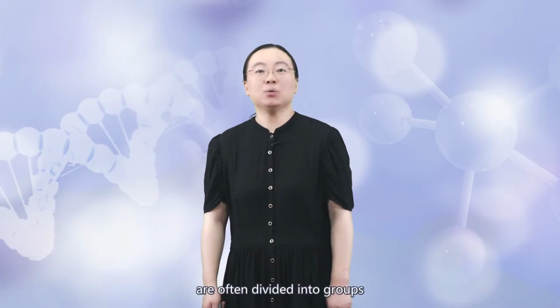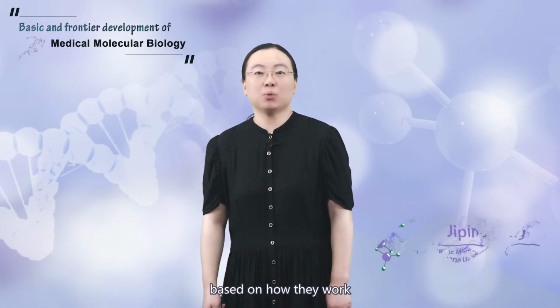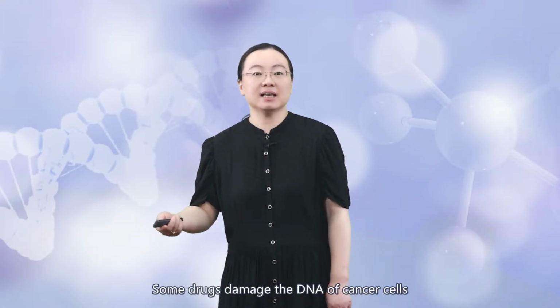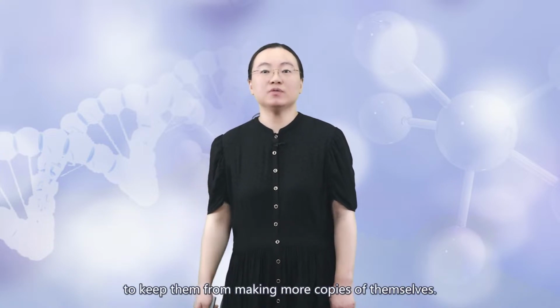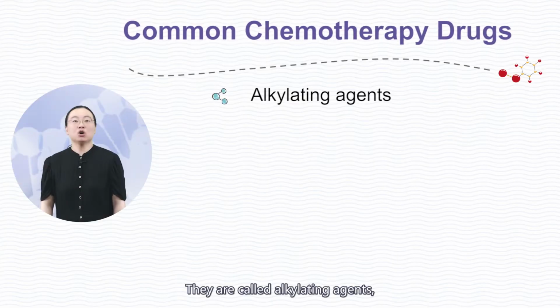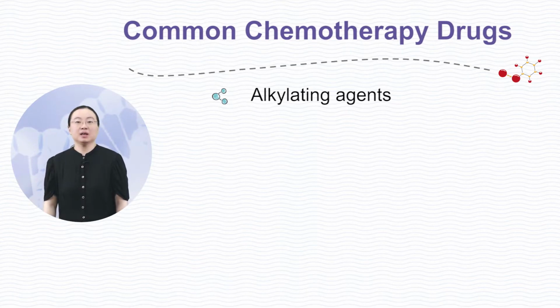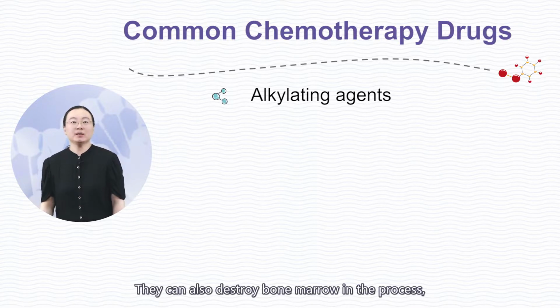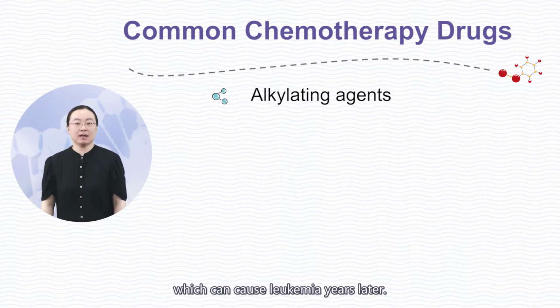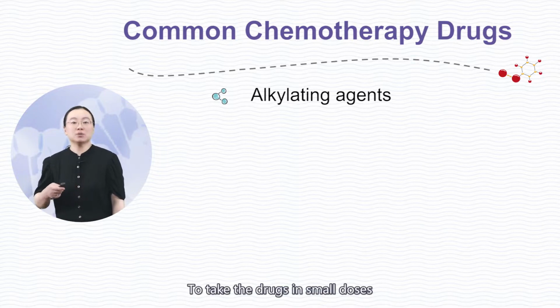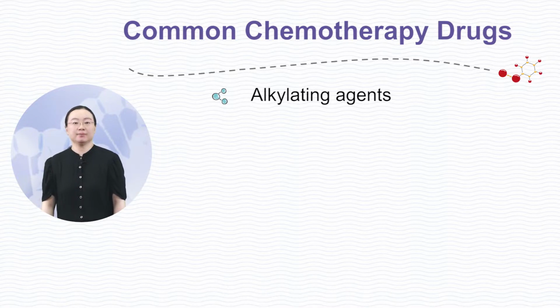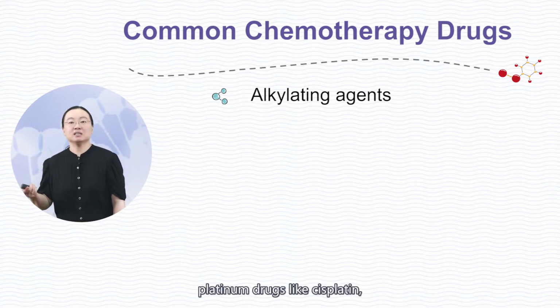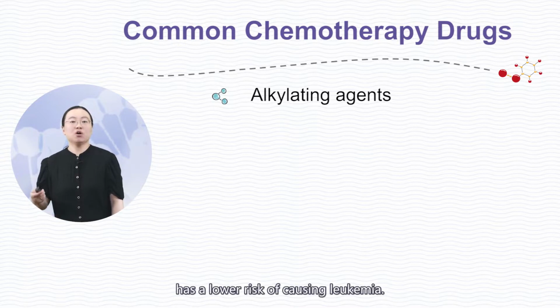Chemotherapy drugs are often divided into groups based on how they work and what they are made of. Some drugs damage the DNA of cancer cells to keep them from making more copies of themselves. They are called alkylating agents, the oldest type of chemotherapy. They can also destroy bone marrow in the process, which can cause leukemia years later. Taking the drugs in small doses can lower this risk. One type of alkylating agent, platinum drugs like cisplatin, has a lower risk of causing leukemia.